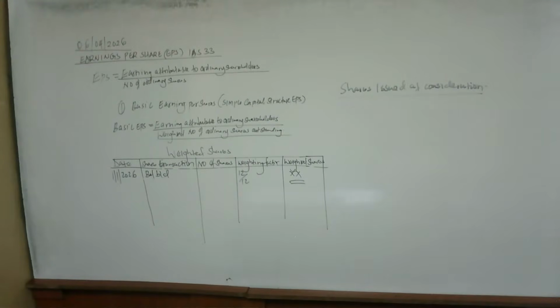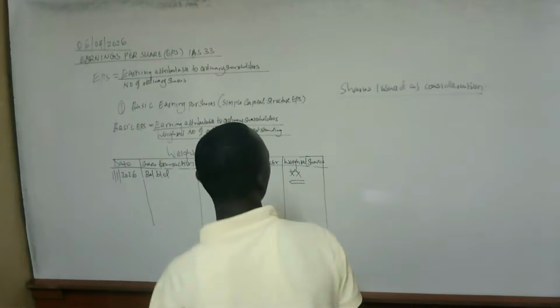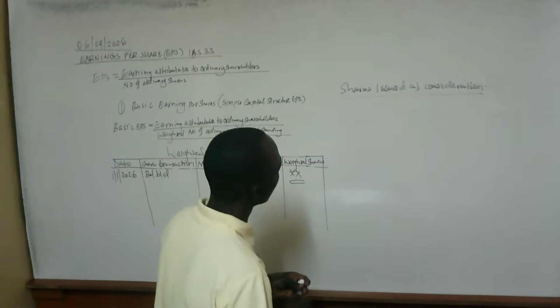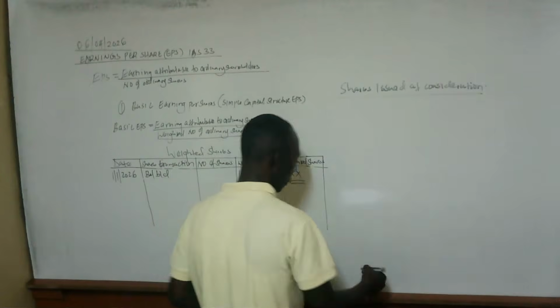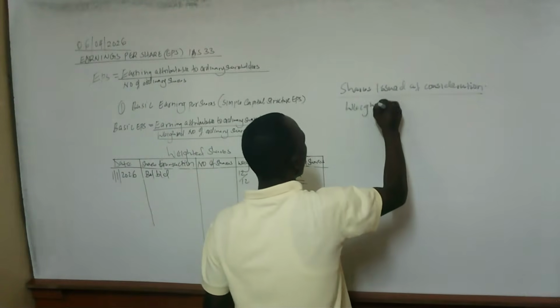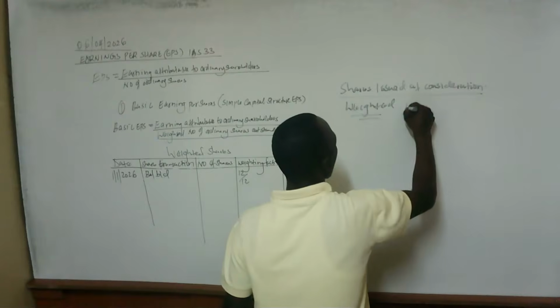So you weight using what? The weighting factor. In this case, we normally talk about those shares which were issued and were paid for. The shares which were issued and paid for, we weight them. So therefore, we have two categories. We have the shares issued at consideration, and these shares are weighted using the weighting factor.